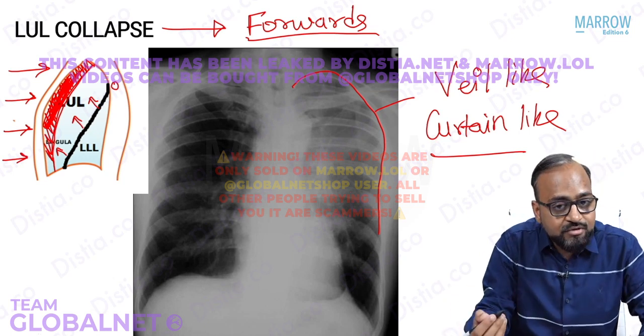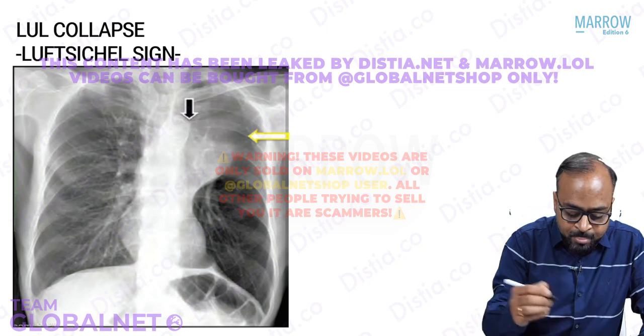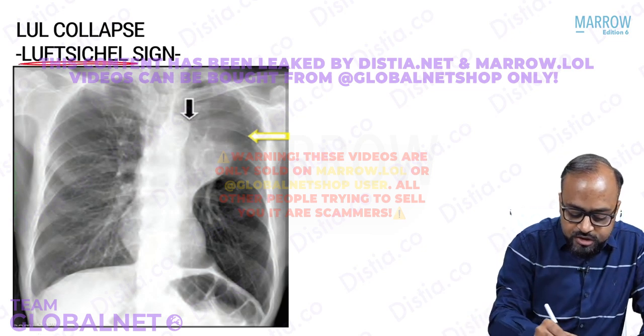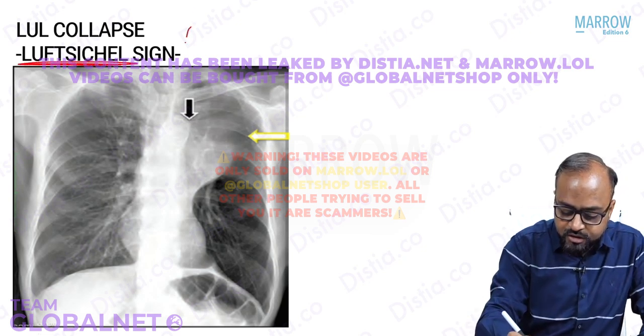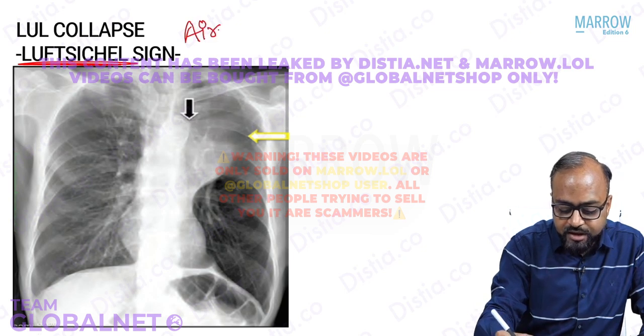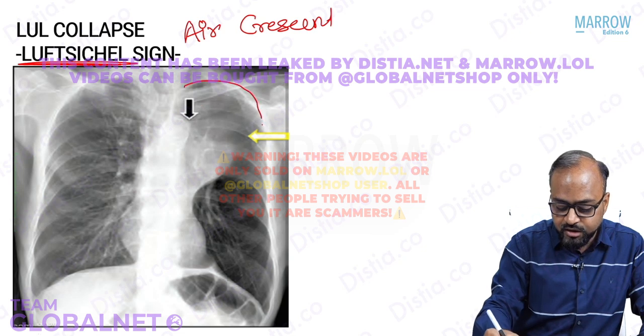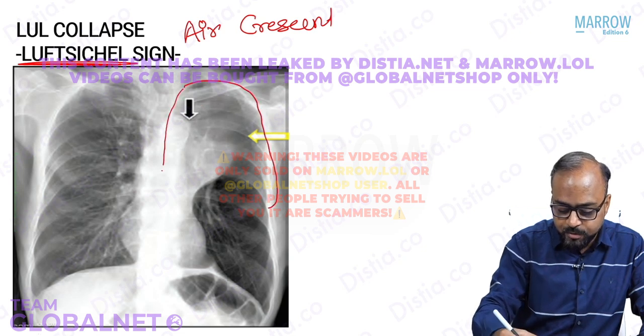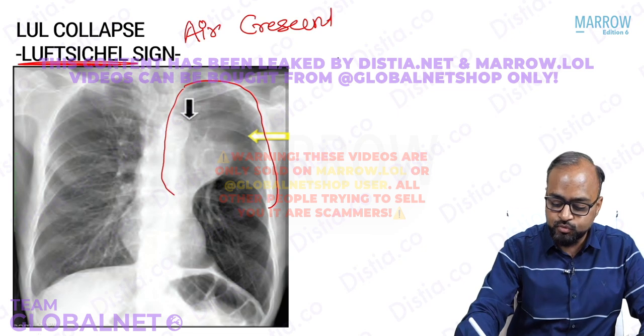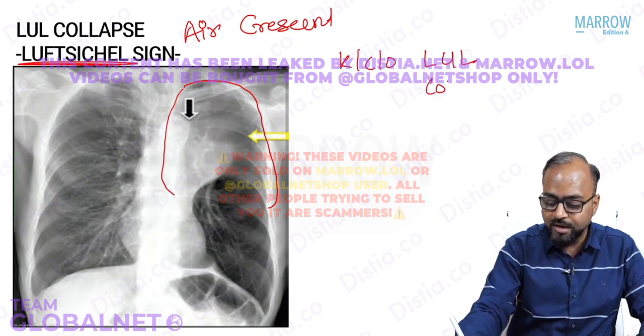Now there is a named sign which is associated with left upper lobe collapse, and that is called the Luft-Sichel sign. Luft-Sichel means an air crescent. Now watch carefully. There is again a curtain-like opacity predominantly in the upper part of the left hemithorax. That is because this was a known case of left upper lobe collapse.